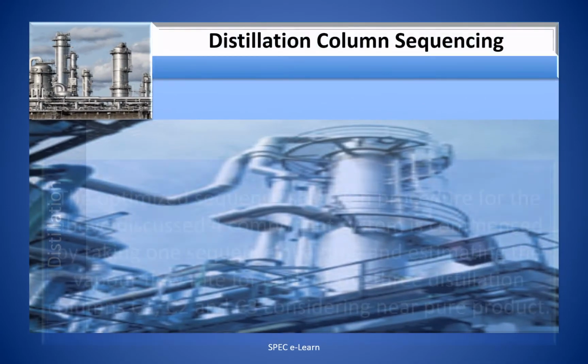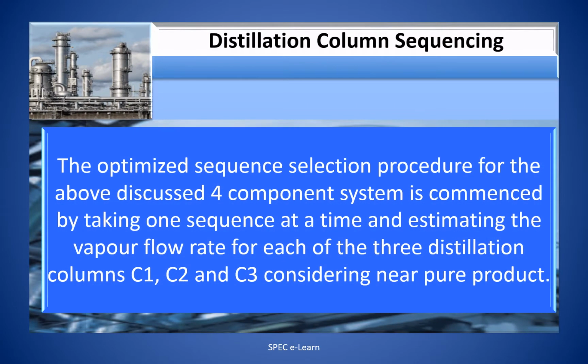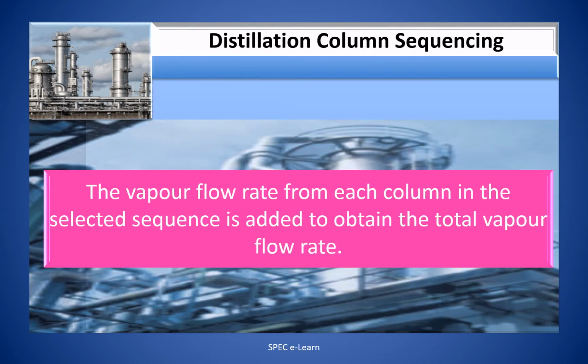The optimized selection procedure for the above discussed 4-component system is commenced by taking one sequence at a time and estimating the vapor flow rate for each of the 3 distillation columns C1, C2 and C3, considering near pure products. The vapor flow rate from each column in the selected sequence is added to obtain the total vapor flow rate.